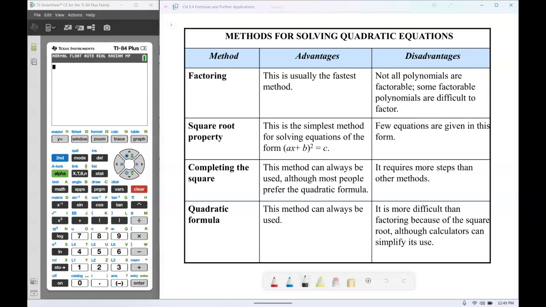Then our catch-all tried and true method is the quadratic formula. Again, it can always be used, but if we can quickly and easily factor, that's going to be our best bet because the quadratic formula will actually take longer and it has more room for error with all the calculations within the discriminant. So we have to be careful about that. Most of the time, we're going to be either factoring or using the quadratic formula.